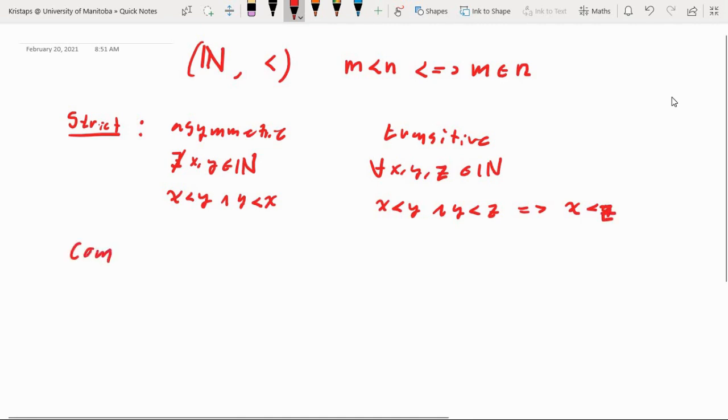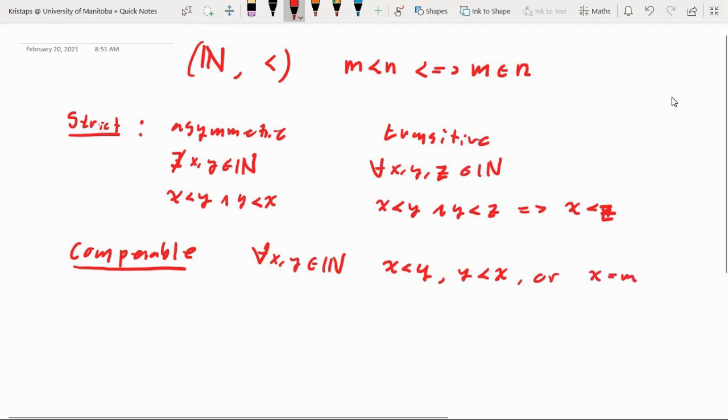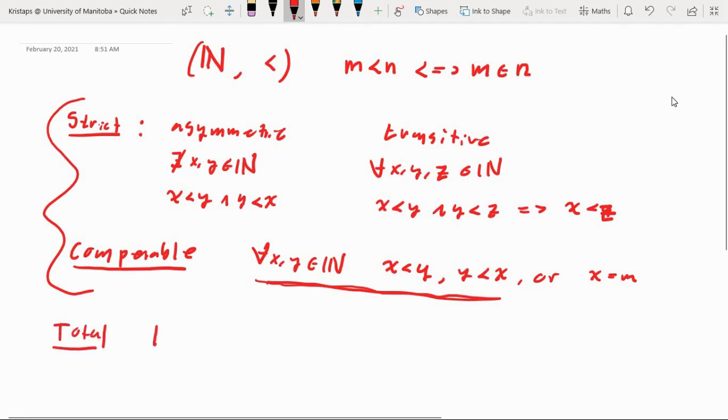We then say that an ordering is comparable, or we say that all elements are comparable, if for any pair of x and y in the natural numbers, it's either the case that x is less than y, y is less than x, or that they're equal. So they can always be either the same element or they do compare to each other in this ordering. It's defined on all pairs of natural numbers. So the goal in today's video is to prove that both of these statements hold, and that is what the definition of a total or linear ordering is.